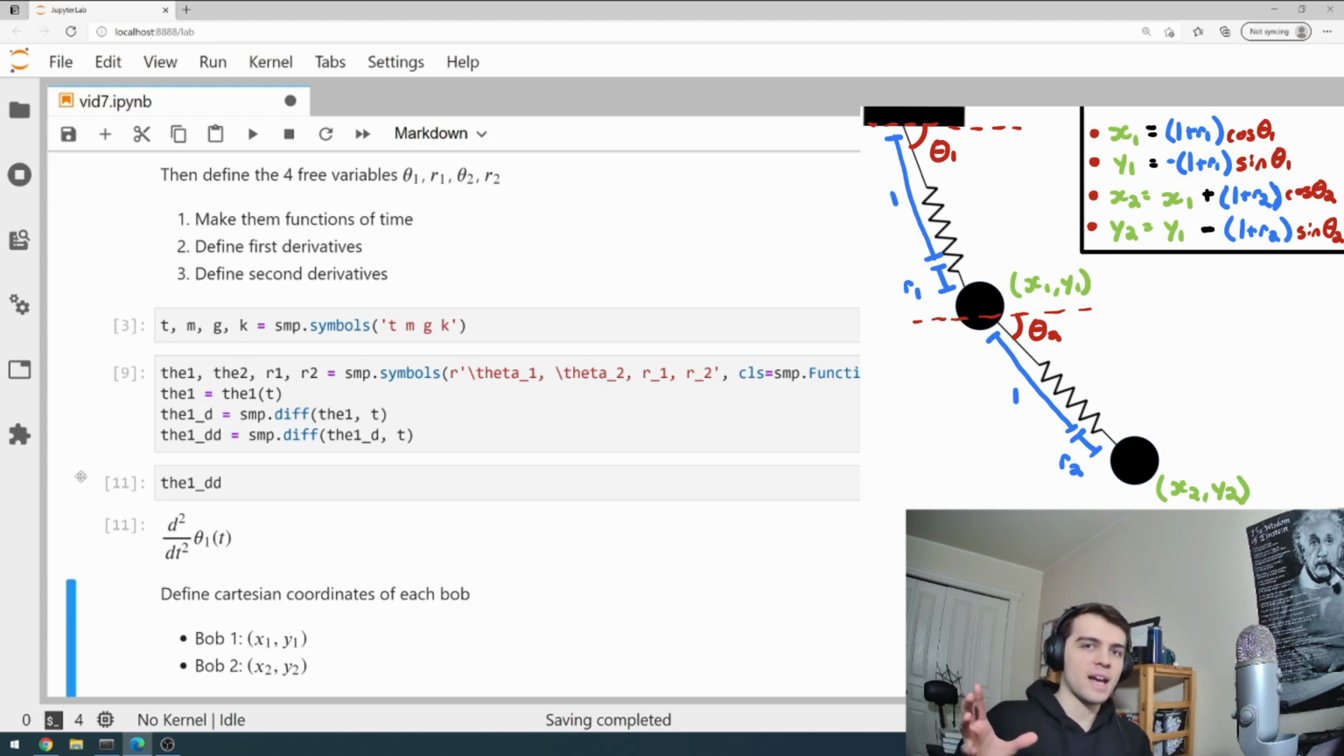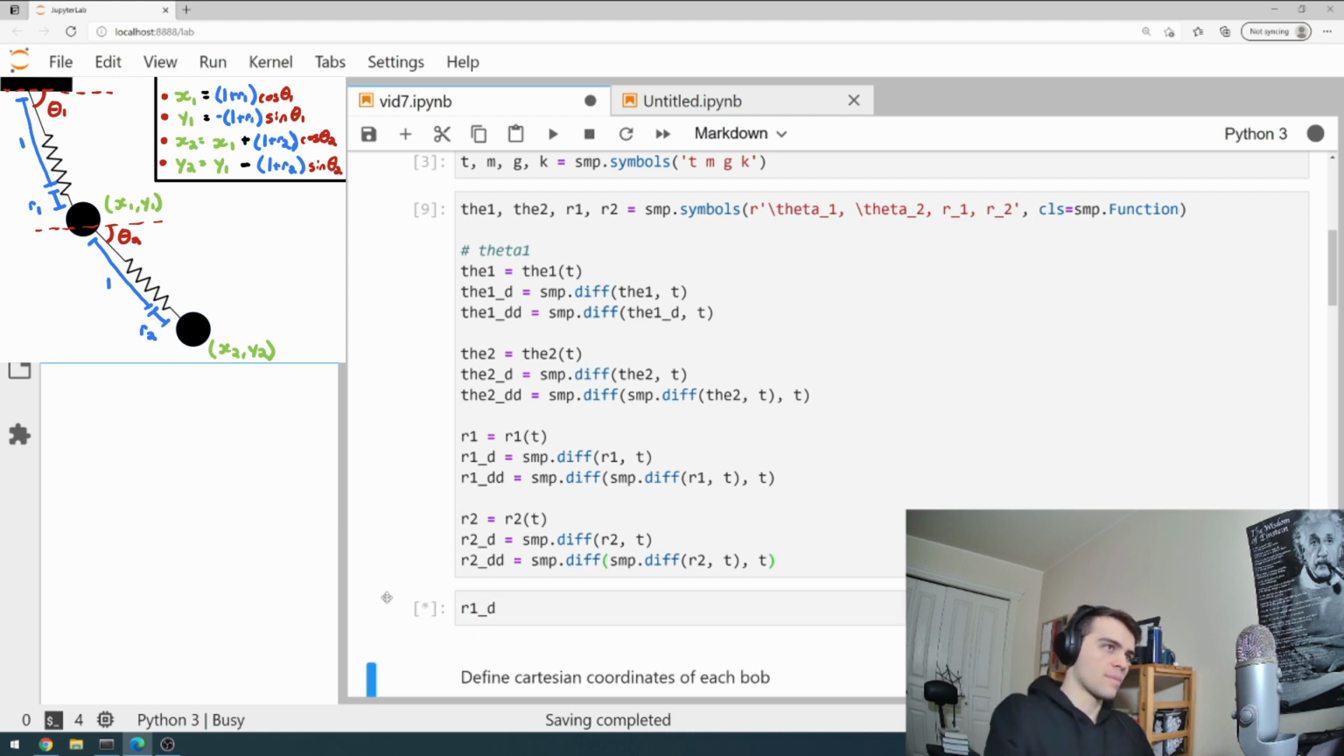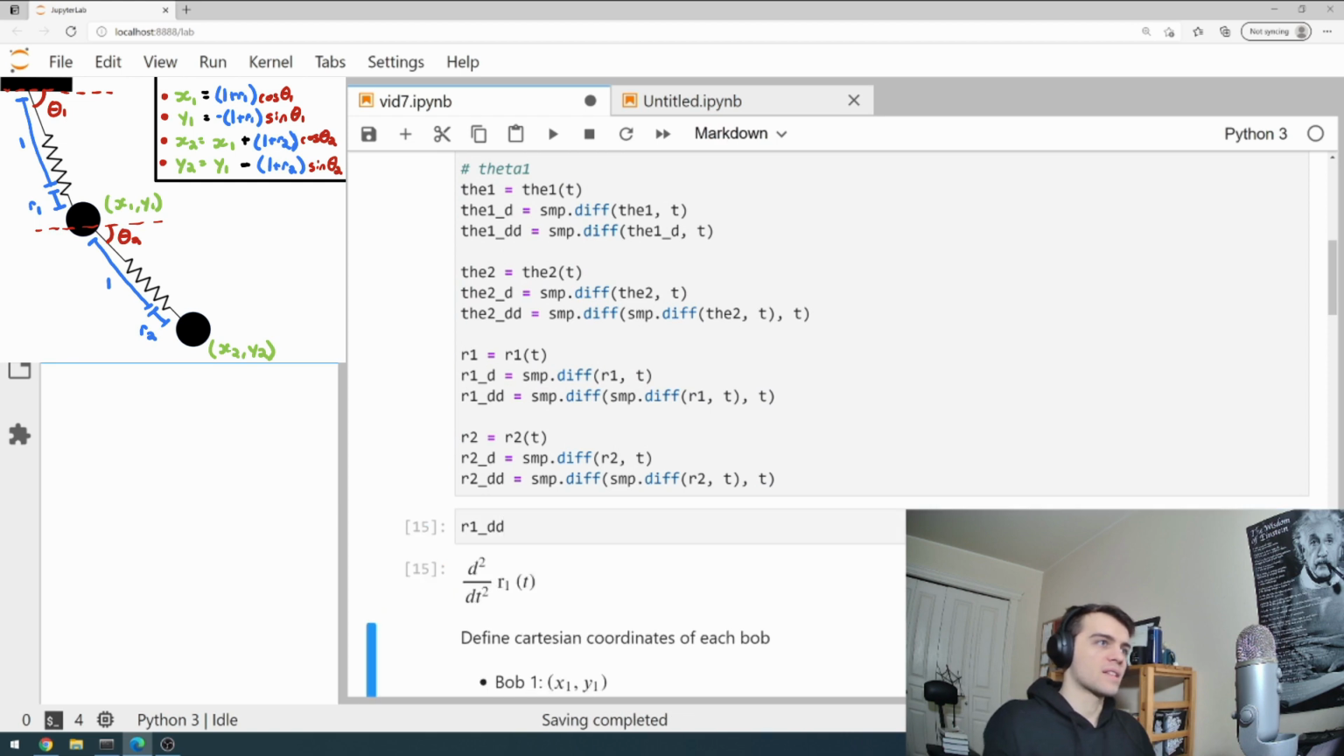And now I'm going to skip ahead and do them for all the others. Okay, so you see I've done the same thing for all 4 of the variables. I have theta 1, theta 2, r1, and r2. And I can find, for example, the first derivative of r1. Once I run this cell, I can find the second derivative of any of these. So they're all defined now. Most of this is just defining things.